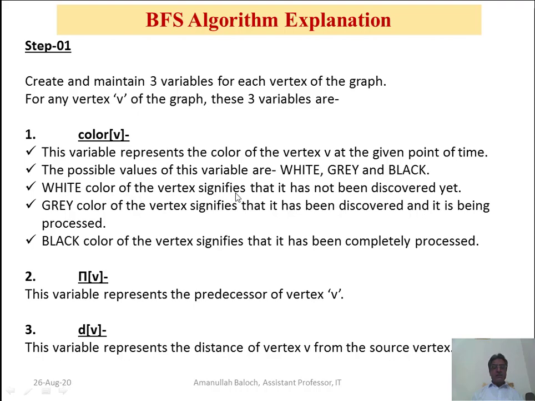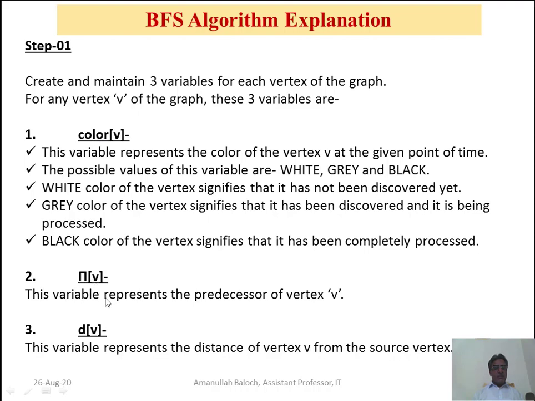White color of the vertex signifies that it has not been discovered yet, that is, it is unknown. The gray color of the vertex signifies that it has been discovered and it is being processed. This color shows the processing of the vertex. Black color of the vertex signifies that it has been completely processed, that it has become part of the tree. These are the three color notations which we will assign to this variable.